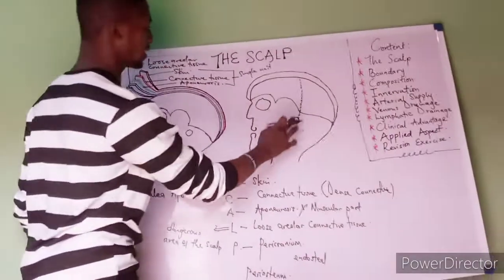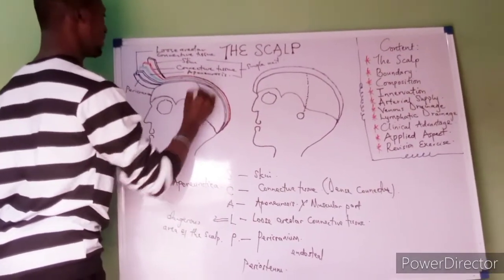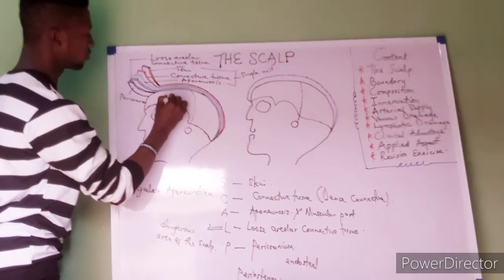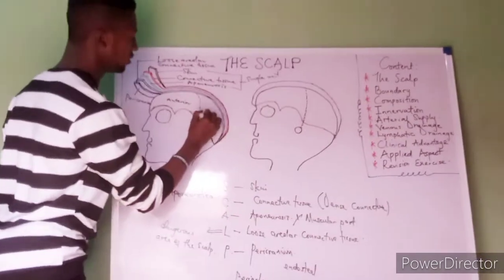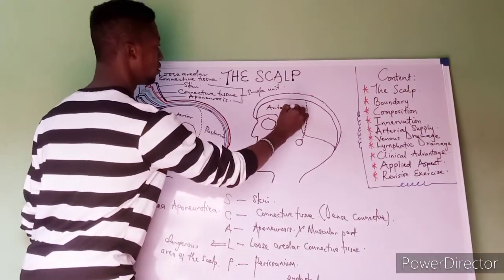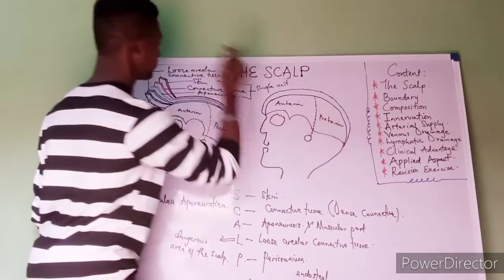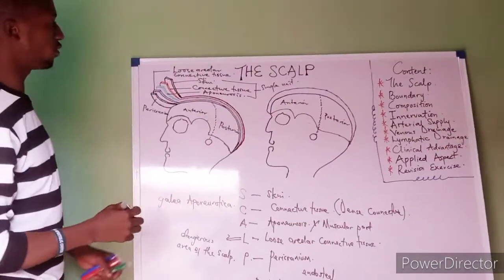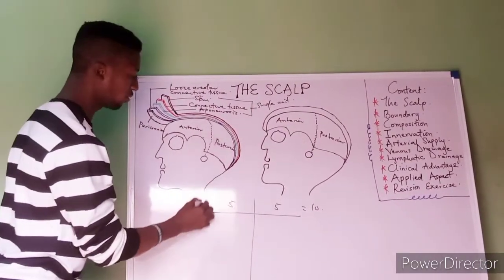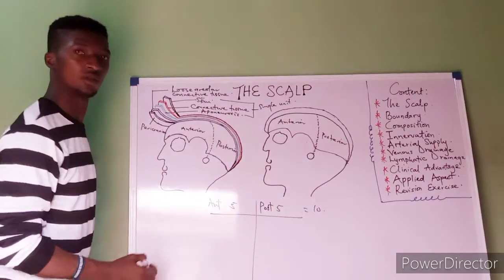Here we also have something like this that separates this portion into anterior and posterior. This region also has the anterior and the posterior region of the scalp. So there are 10 nerves that innervate the scalp. 5 anterior and we have 5 posterior.